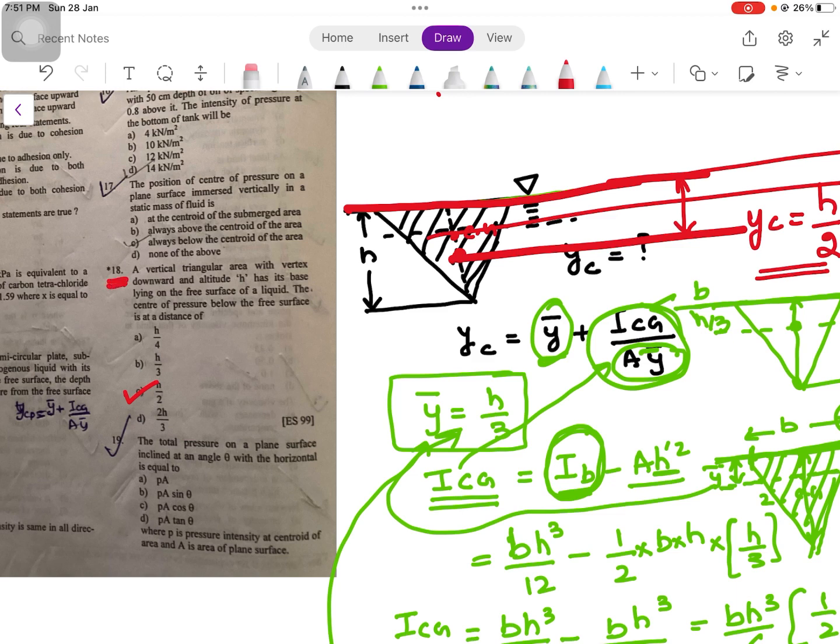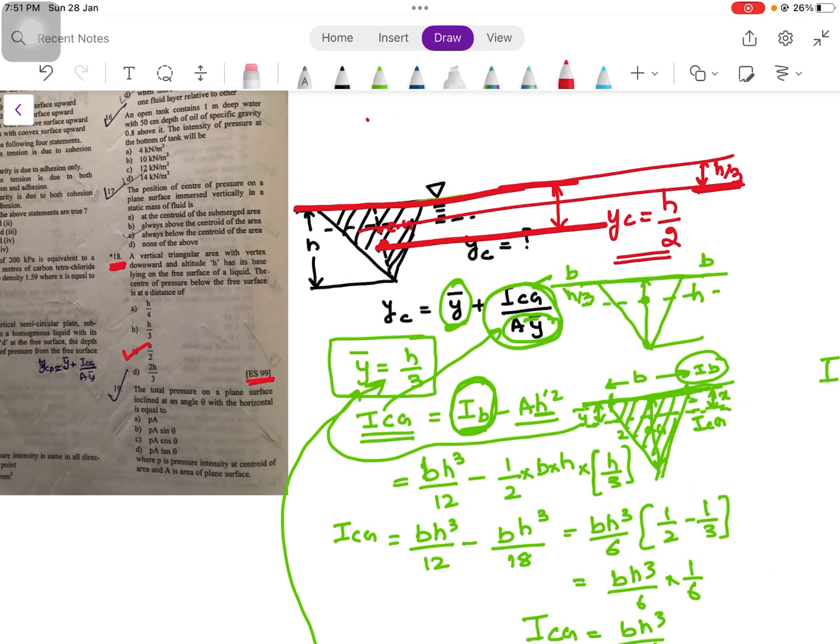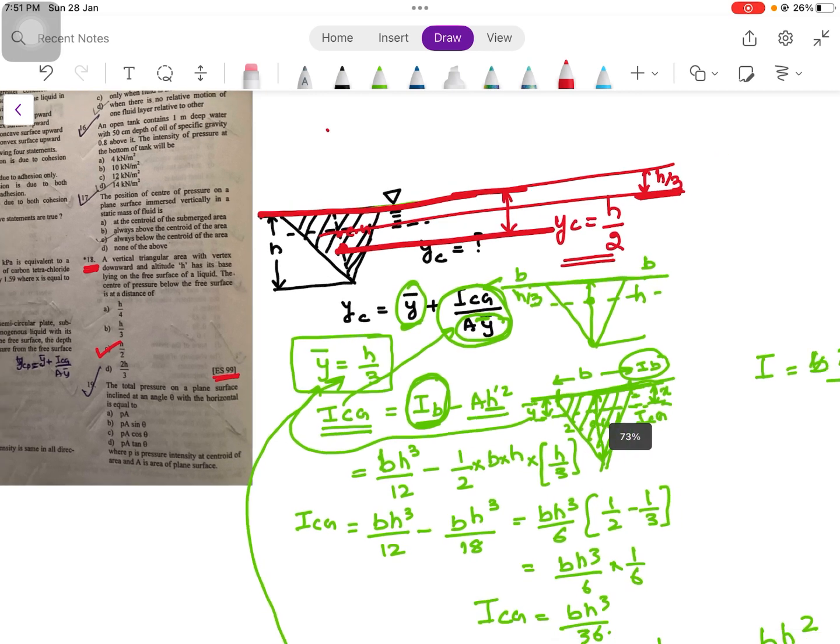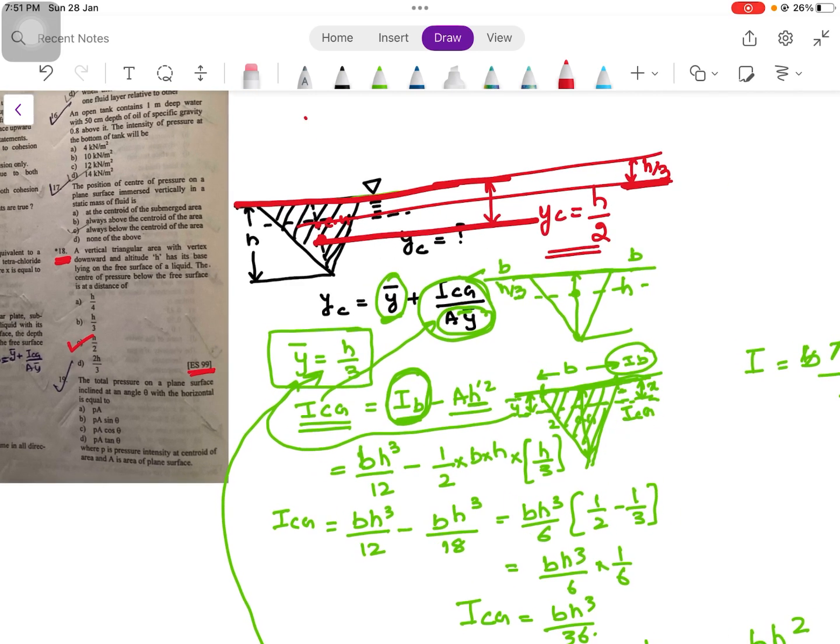And this question has been asked in the engineering service examinations of 99. So it is a little bit important for the competitive exams.